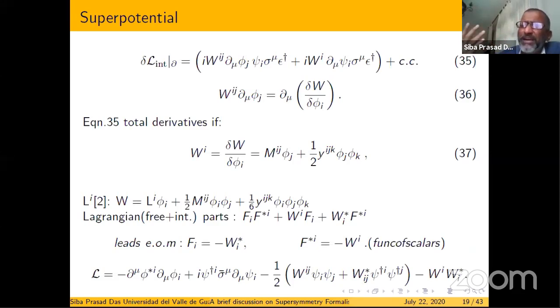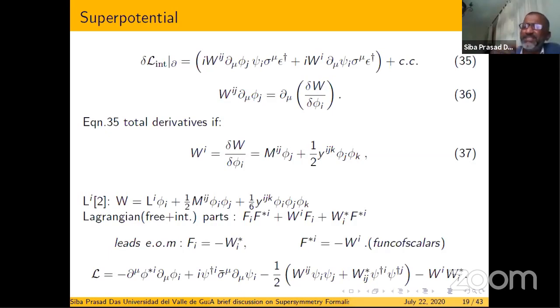Now I have to go back to what the W_i is. You can see the W_i by this criterion: the supersymmetry transformation of the kinetic term of the scalar gives me the first derivative of the superpotential, and that gives me the W_i. You can always add a linear term, which I discussed last week, called the tadpole term.